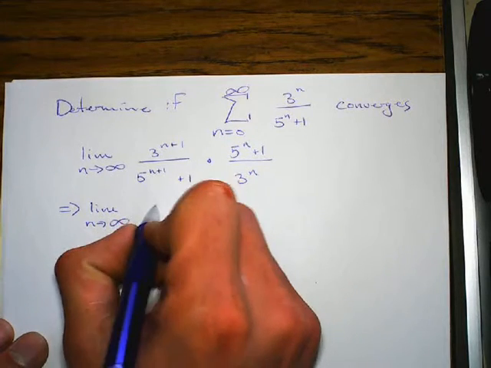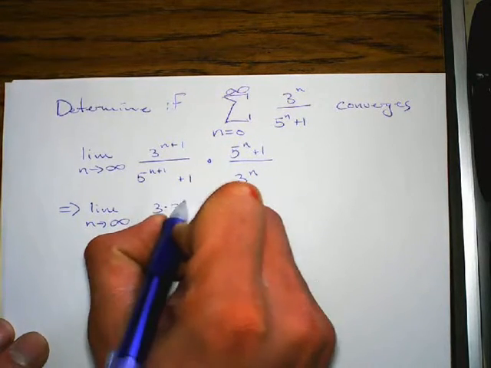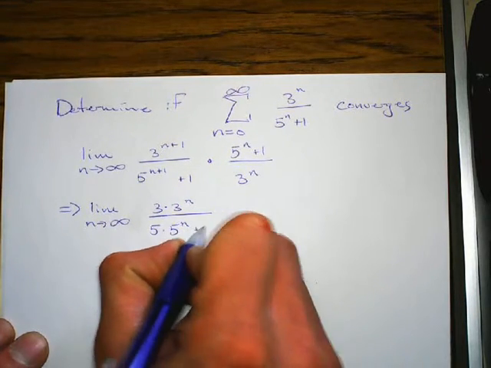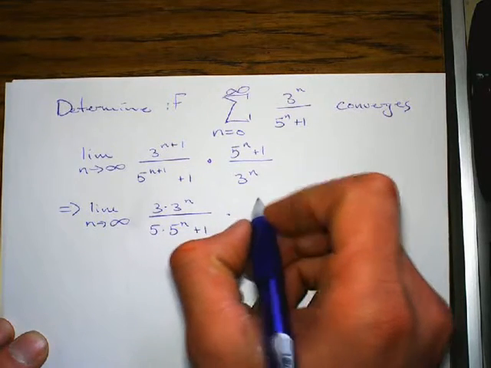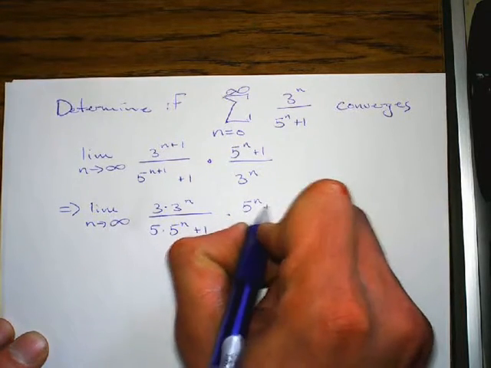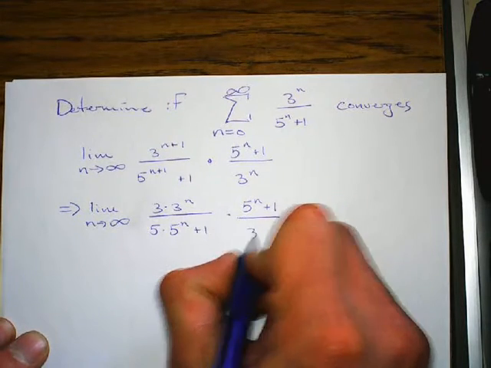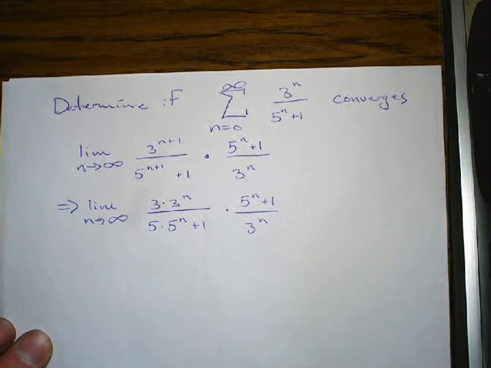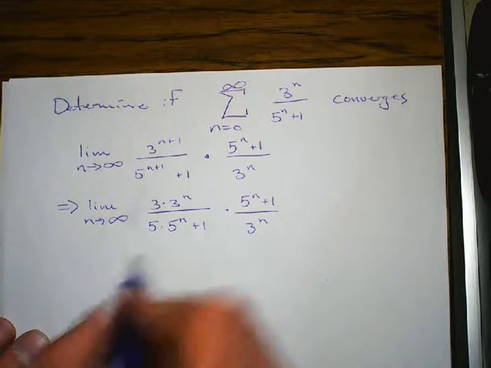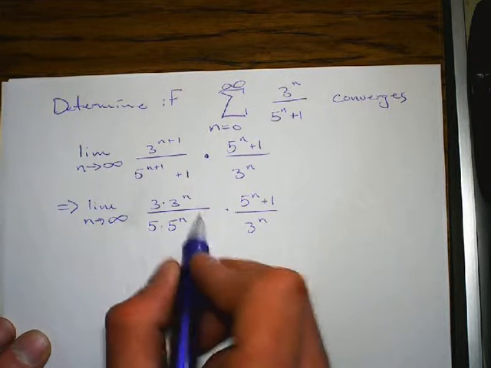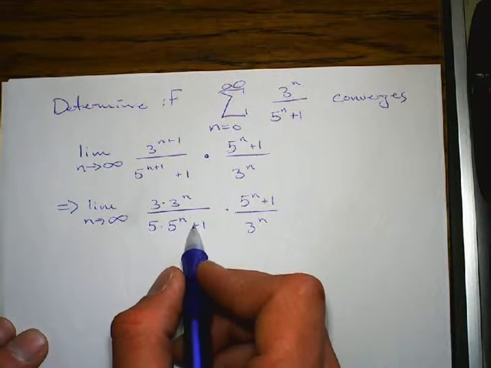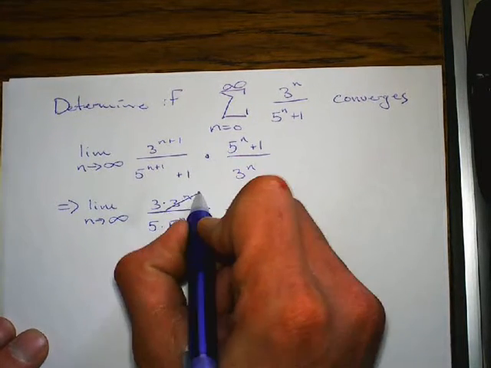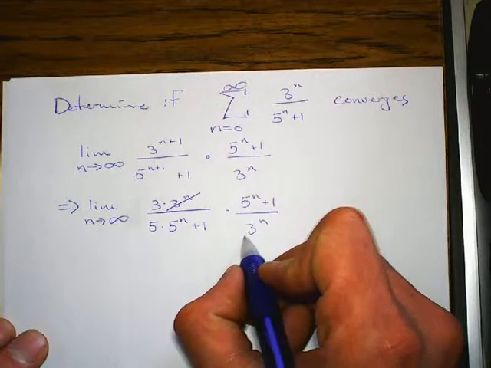So, we have 3 times 3 to the n over 5 times 5 to the n plus 1 times 5 to the n plus 1 over 3 to the n. We cannot cancel our 5 to the n plus 1s because that's not written in factored form. That is written as a sum. We cannot cross-cancel through sums. But we can cancel through our 3 to the n's.